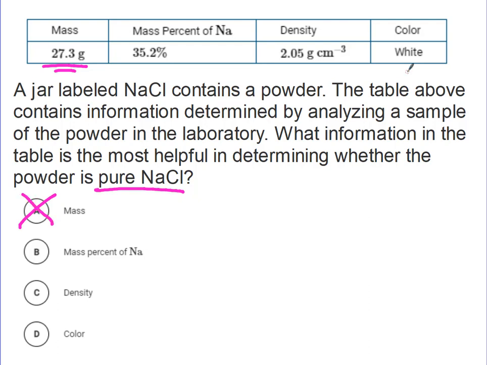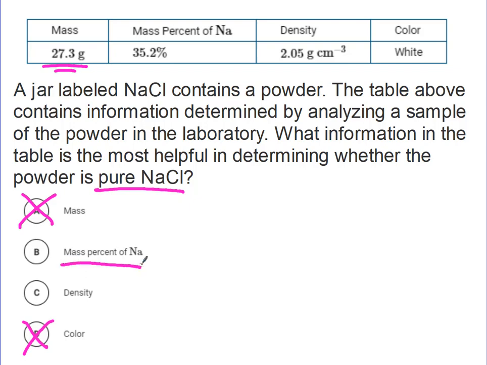The color also really isn't going to help us unless it was mixed with something that was, let's say, green. Then we could see the specks of green in the substance, so we could easily tell that it was not pure. But there's lots of white substances, and it'd be hard to see otherwise.